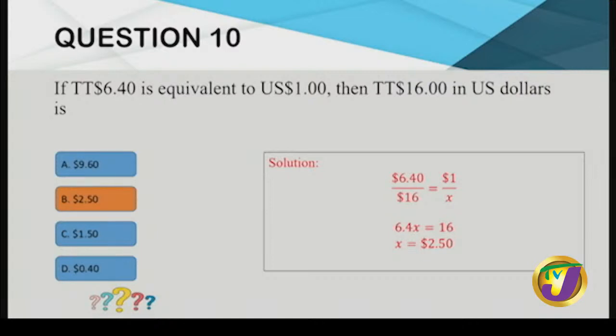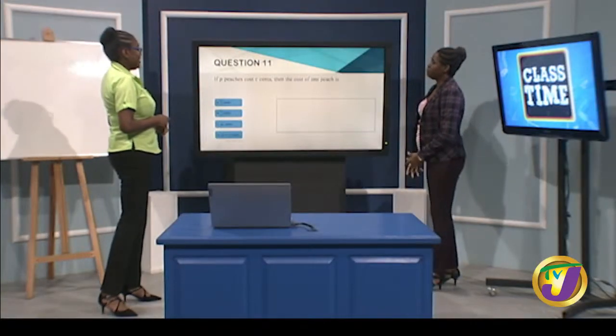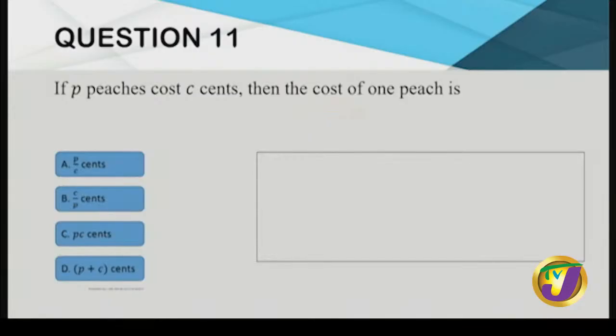All right, so let's move to question 11. This one now, many students are going to say, oh, letters, numbers, algebra. So this one is consumer arithmetic, but we're using some variables here. If P peaches cost C cents, then the cost of one peach is... To get you a little bit more comfortable, let's use some numbers.